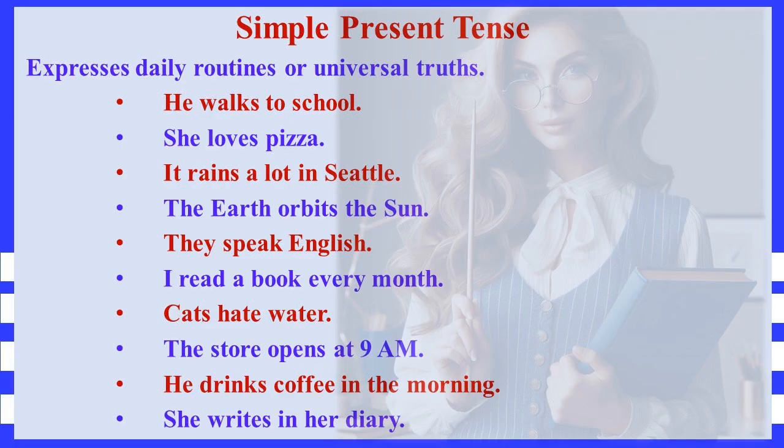Simple present tense. Expresses daily routines or universal truths. Examples. He walks to school. She loves pizza. It rains a lot in Seattle. The Earth orbits the Sun. They speak English. I read a book every month.